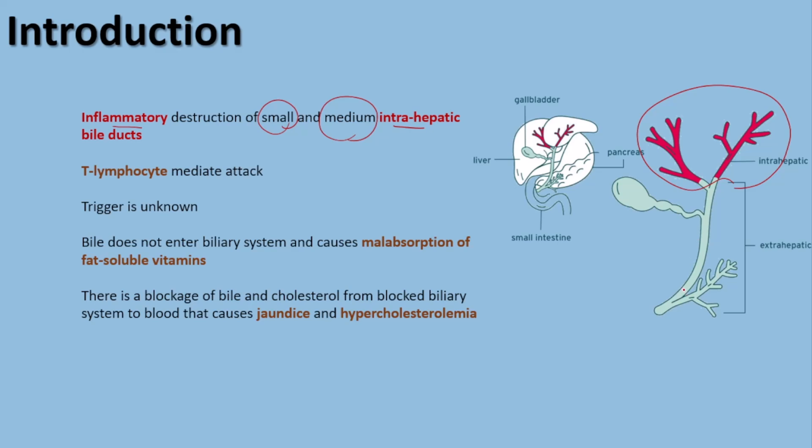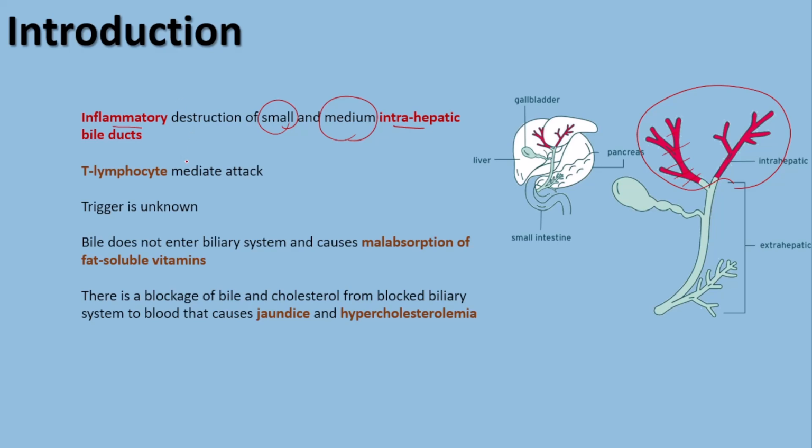So in primary biliary cirrhosis, we are only affecting intrahepatic bile ducts, and extrahepatic bile ducts are going to be spared. This is in contrast with primary sclerosing cholangitis, in which both intrahepatic and extrahepatic bile ducts are affected. So this is the first difference between primary biliary cirrhosis and primary sclerosing cholangitis.